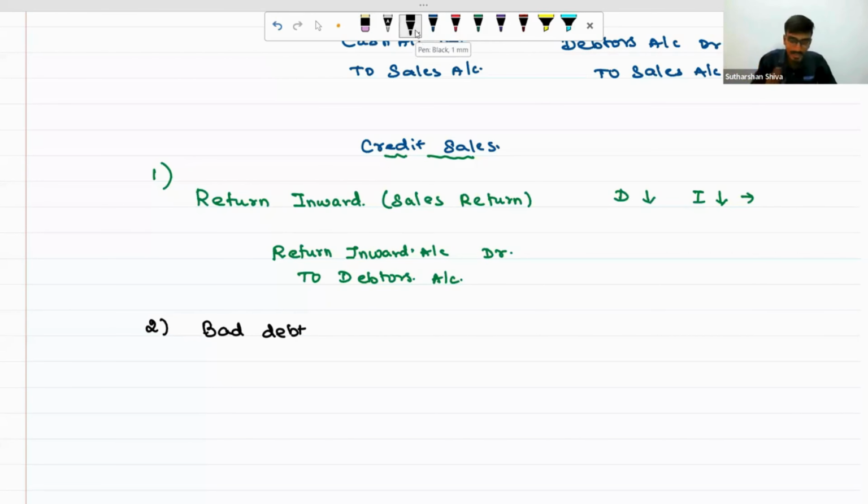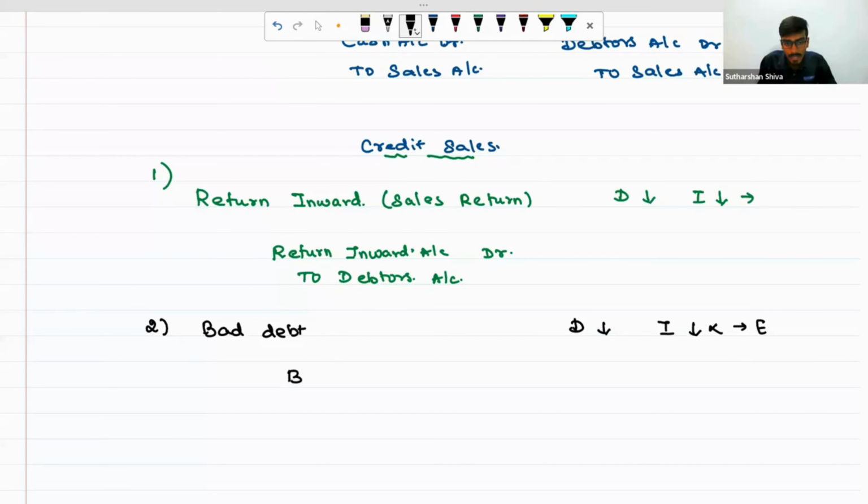Okay, if any bad debt is done, even at that time my debtors is going to come down. My revenue generating income, which I am never going to receive, is a bad debt. So what I will do, bad debt, I will treat as a loss making activity, or I will treat it as income going to decrease. I can treat it as an expense, that is a non-cash expense, that is a bad debt. Bad debt is treated as a non-cash expense.